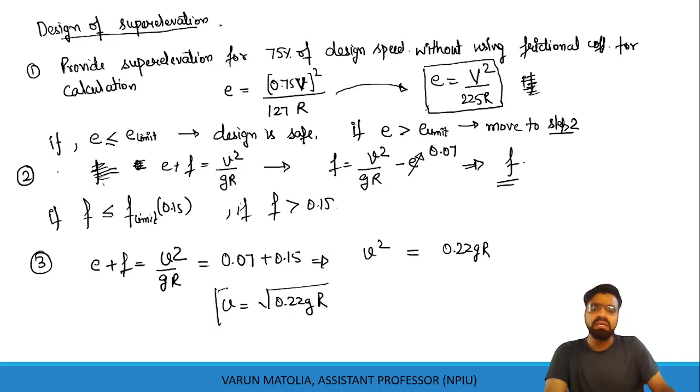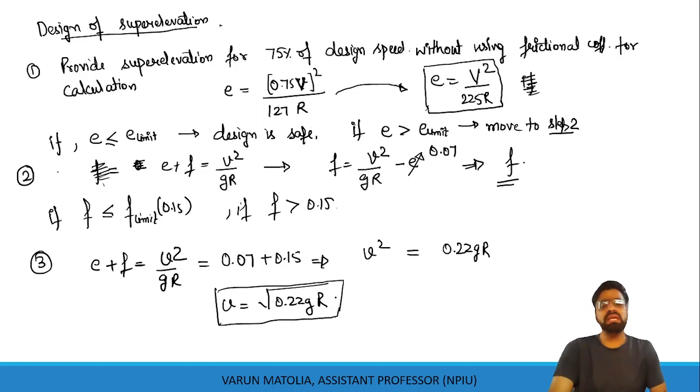You can calculate the velocity which should be used for design of this geometrical feature. So in these three steps, what we did, we initially tried to save the slow moving vehicles by providing the velocity to be only 75% of the maximum or the ruling design speed. If the super elevation comes out to be in the limits, then it is okay.